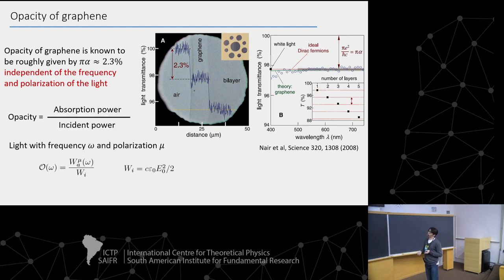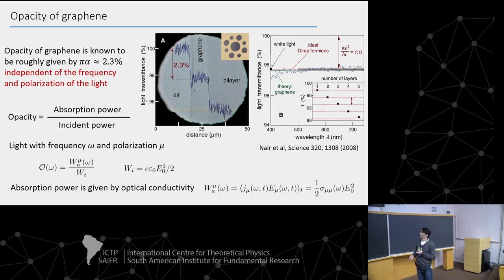So how do you actually calculate this opacity? It is the ratio between the absorption power and the incident power. The incident power, for electromagnetism, you can see is just E squared times some prefactors. And for the absorption power, you have to do some more work. You have to calculate the response like this. And then you see it is proportional to the optical conductivity in this way, and also proportional to E zero squared.